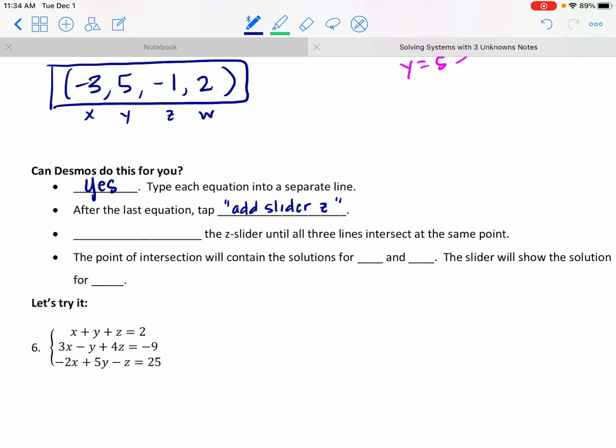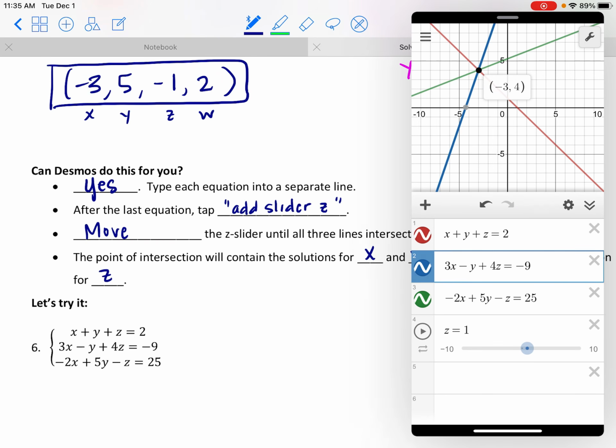So what you want to do is move that slider around, if necessary, until all of the 3 lines intersect at the same point, and the point of intersection will contain the solutions for x and y, and the slider is going to show you the solution for z. So this is the situation you want here. You want all 3 lines to intersect at the same point, and so that gives you the solution. So you have -3, 4 as your intersection, and you have z equals 1.